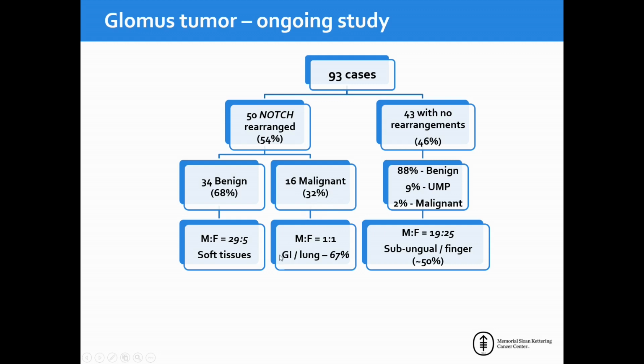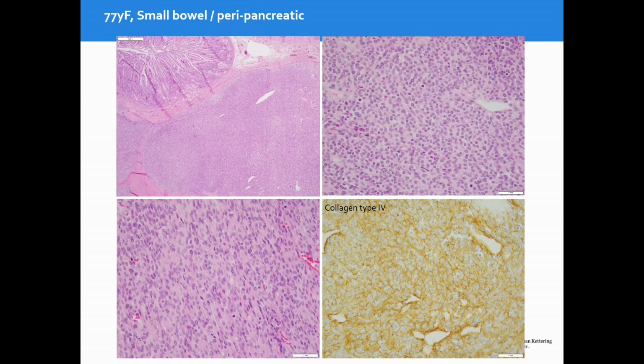about 2/3 were seen in the GI and the lung. And among the GI tumors, almost all of them occurred in the esophageal gastric location, with one case in the small bowel. Here are some examples of again more GI located glomus tumors. This is the one in the small bowel, and again we see a very cellular tumor with some areas showing distinctly round cell morphology with sheets and other areas showing more spindle cells.